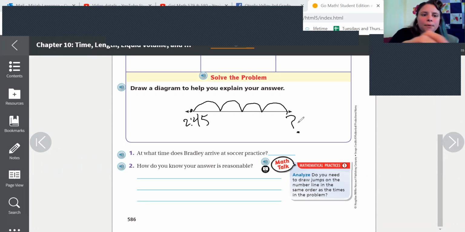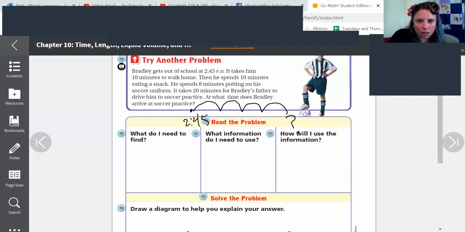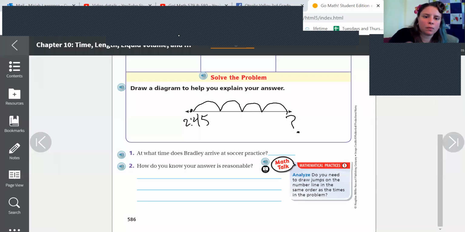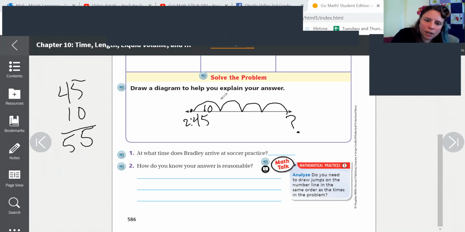Our first jump, to go back and look again, is it takes him 10 minutes to walk home. All right, so 10. So 2:45 plus, because we're going forward, 10 minutes. What's 45 plus 10? It's 2:55. So here, you've gotten to 2:55. We're not done though, right? We still have to do 3 more jumps.